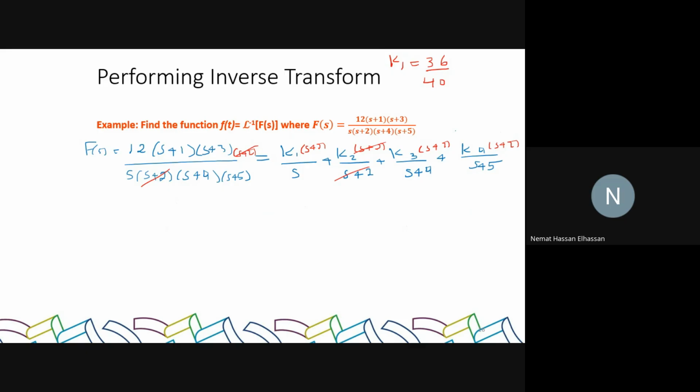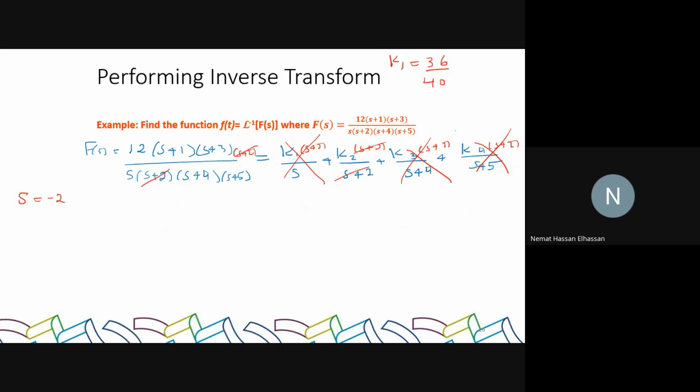Positive or negative 2? Negative 2, right? Because we are multiplying by S plus 2. So if S is negative 2, then S plus 2 is minus 2 plus 2, which is equal to 0. So let S equal negative 2. If S is equal to negative 2, this will go, this will go, and this will go, right?